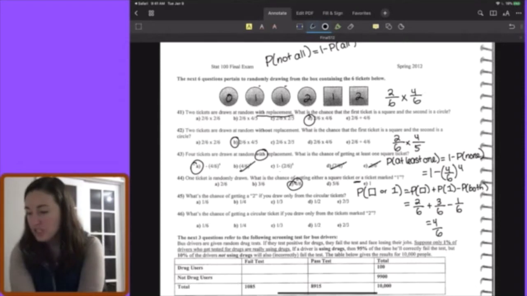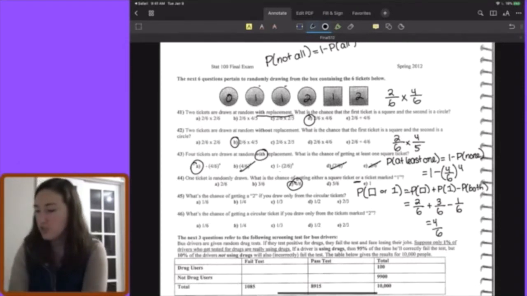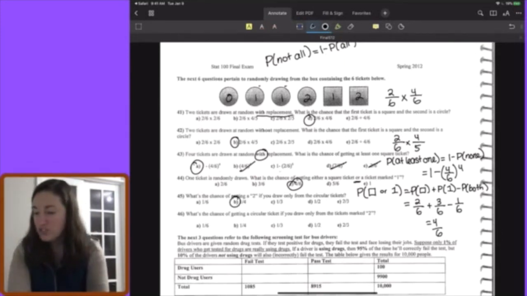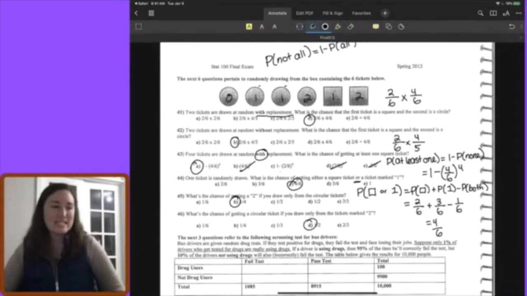45 says, what's the chance of getting a 2 if you only draw from the circles? Well, there's only 2 out of 4 circles. So 1 out of 4. And then 46 says, what's the chance of getting a circle if you only draw from the 2's? So there's only 2 2's and one of them is a circle. So this should be 50%.